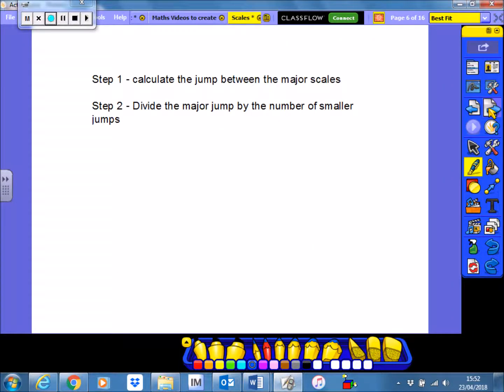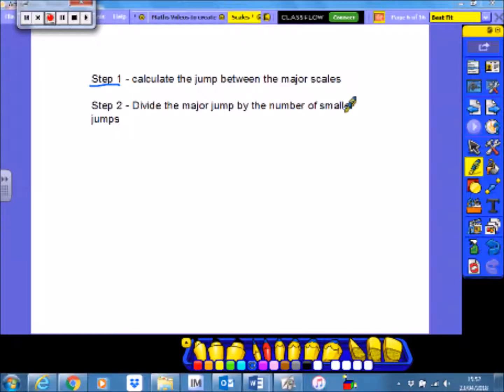So what we've seen from this then is that there are 2 steps to working out any scale. First of all, we calculate the jump between the major scales, the major increments. Then what we do is we take that major jump and divide it by the number of smaller jumps. Now, in the next video, we'll be examining how to actually read a scale when it comes to graphs.